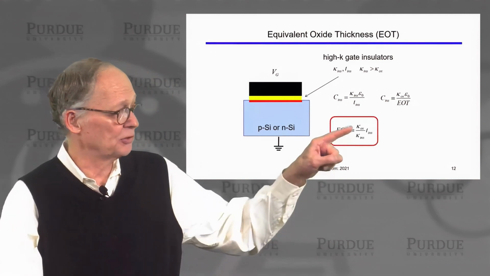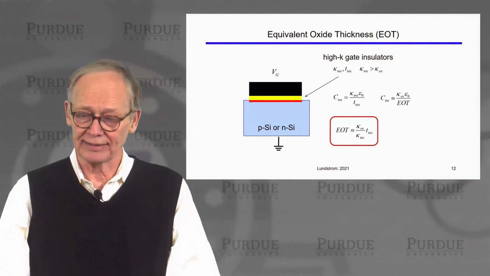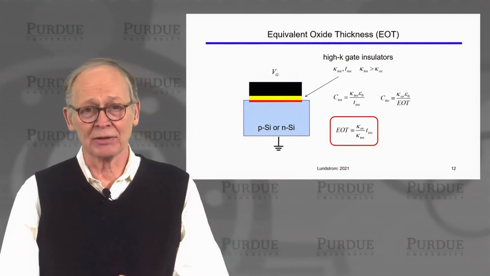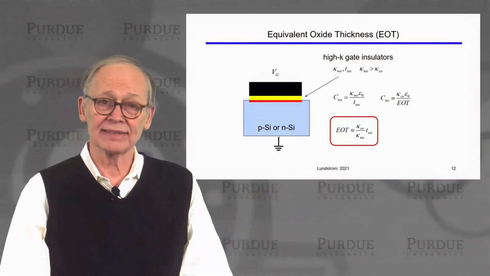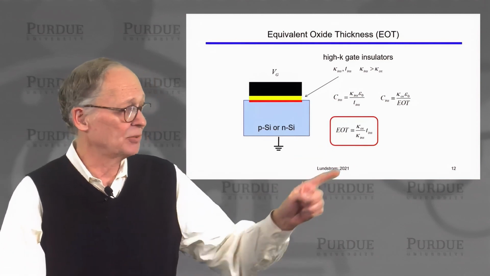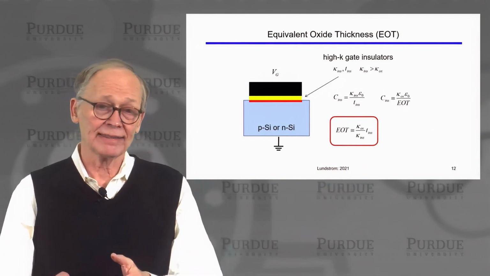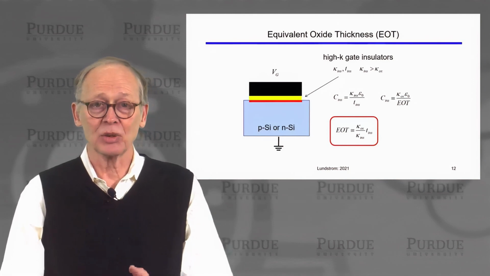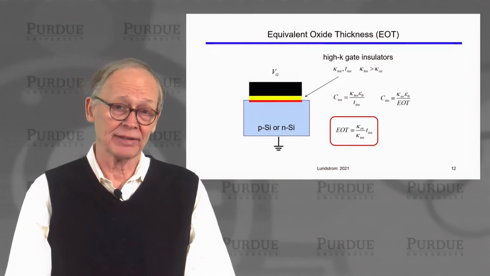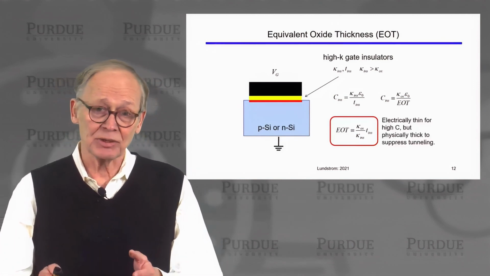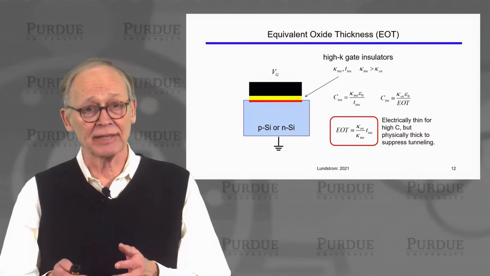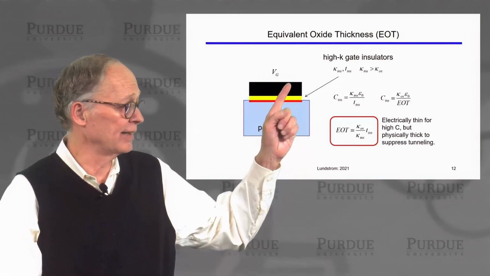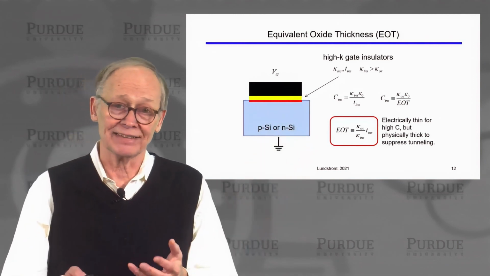And you can just set these two expressions equal, and you can see that the equivalent oxide thickness is just the ratio of the dielectric constant of silicon dioxide, about 3.9 or 4, to the dielectric constant of this insulating layer that we're using, times the thickness of the oxide. So what we'll find is that a relatively thick insulating layer will be equivalent from a capacitance perspective to a very thin SiO2 layer. So it's electrically thin for capacitance, but it's physically thick, and that suppresses quantum mechanical tunneling and makes sure that electrons from the gate can't tunnel through the oxide and give us a gate leakage current.